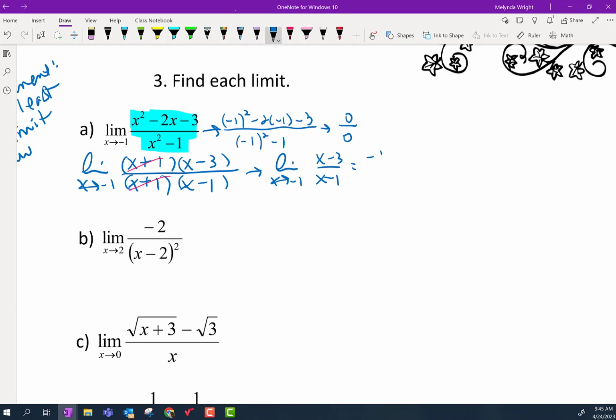Let's see, so that's -1 minus 3 over -1 minus 1. So what do we have here? -4 over -2, which is 2. So this time, 0 over 0 is 2. Okay, how we doing?